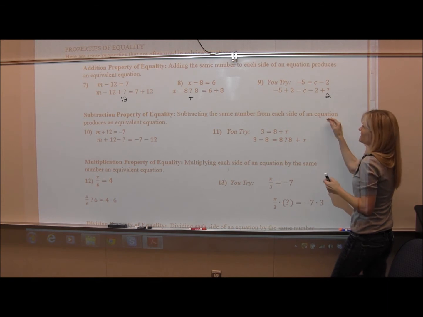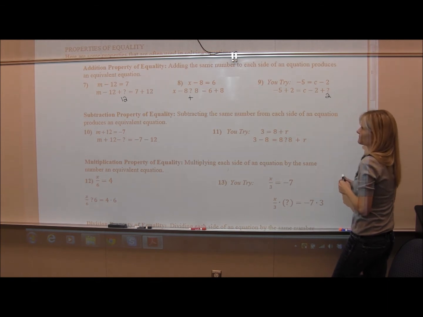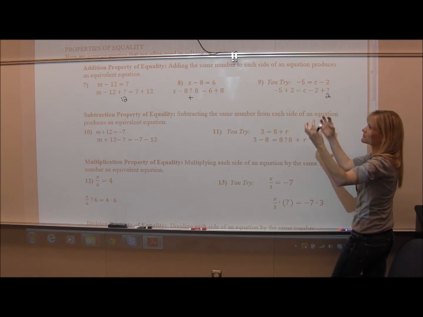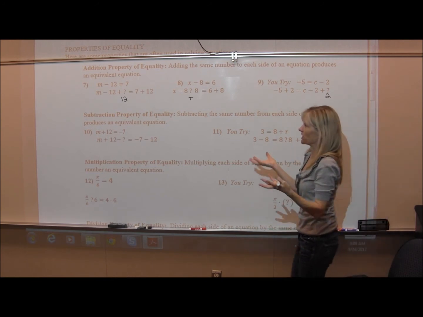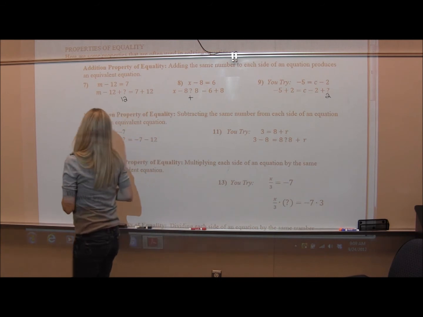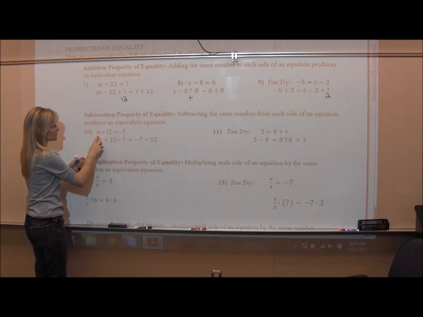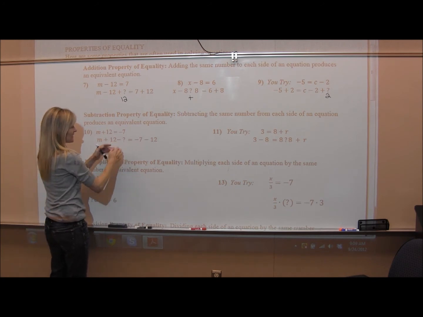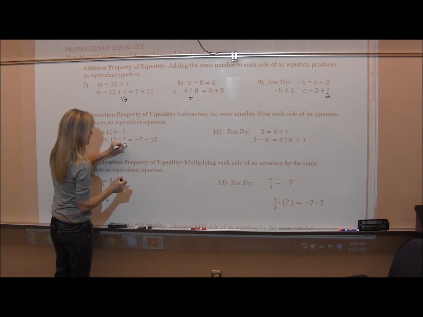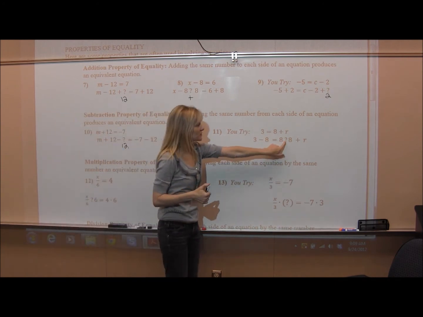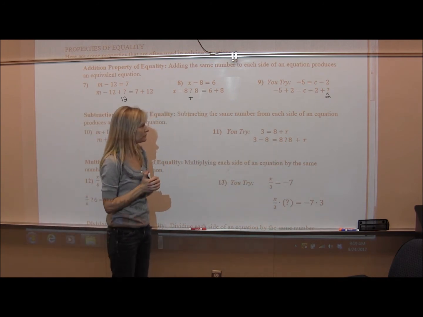That's all. Same thing with subtraction. You can subtract the same number from each side of an equation to produce an equivalent equation. It doesn't change the balance. Okay, so here we want to subtract 12 from both sides, so that's what we're doing. The question mark is just a 12. Okay, so what do you think needs to replace that question mark there?